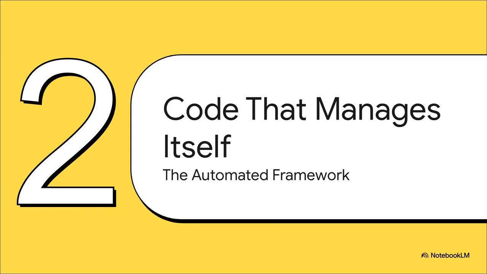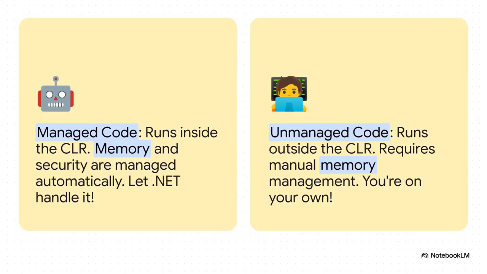Now that we get the engine, let's look at one of its biggest, most incredible benefits: how it lets us create code that practically takes care of itself. You see, .NET provides this amazing safety net with a concept called managed code. When your code runs inside that CLR engine we talked about, it's managed, meaning the CLR is handling memory and security for you. Anything running outside of that is unmanaged, which is kind of like working without a net. It can be powerful for sure, but it's way, way riskier.